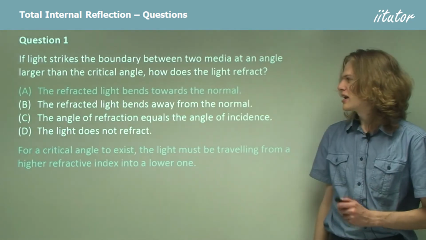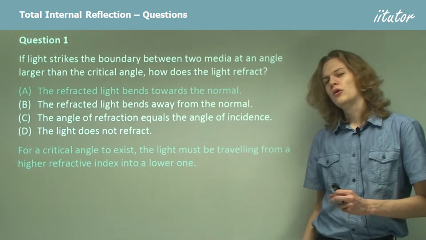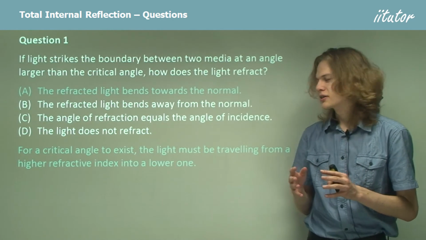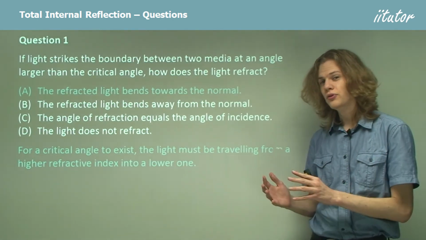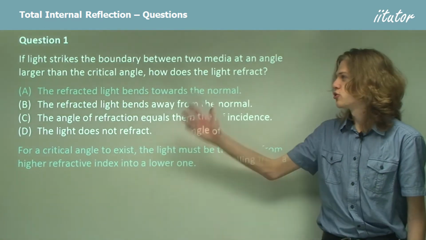If we say A, the refracted light bends towards the normal, then that would mean that we're moving into a material that has a higher refractive index. And we know that if we're moving from a low refractive index into a high refractive index, then we can't get total internal reflection, so there's no critical angle.